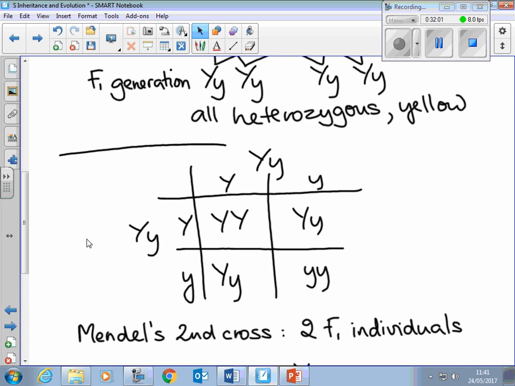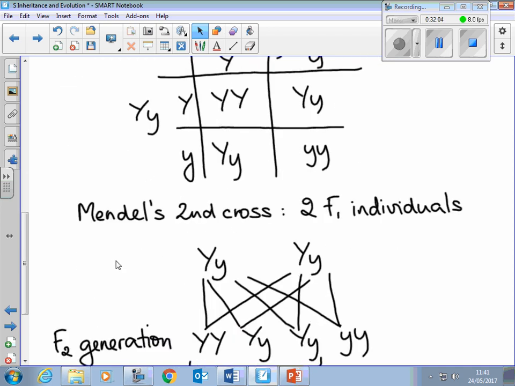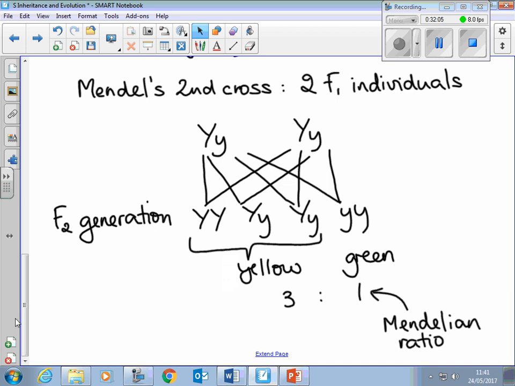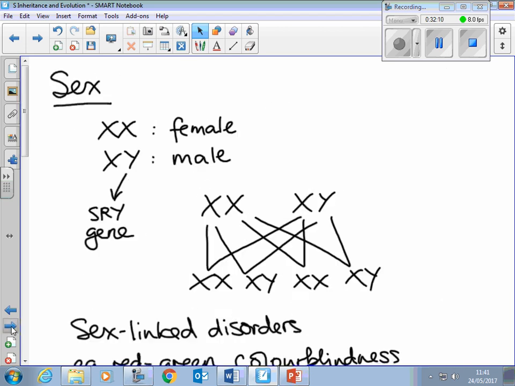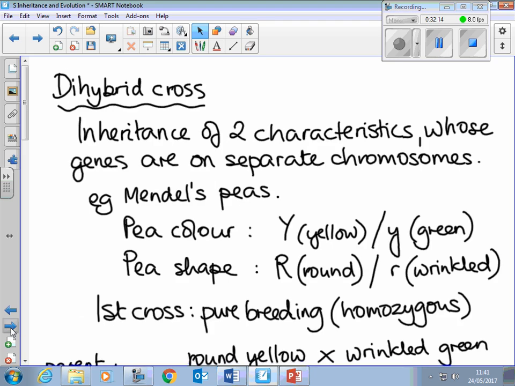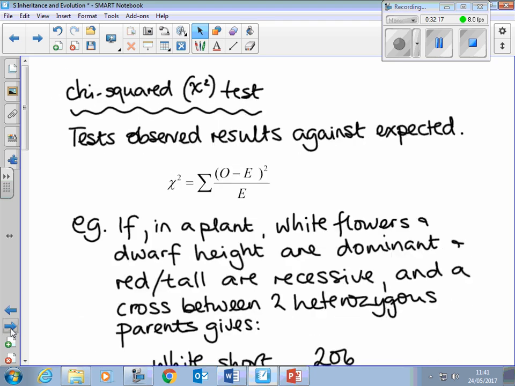Then the next bit, I haven't put multiple alleles on there. I haven't got anything sex linked. I haven't got a dihybrid cross. We definitely haven't got anything on the chi-squared test. That was just a quick recap, and I said if you need to use it, go back to the cells unit.